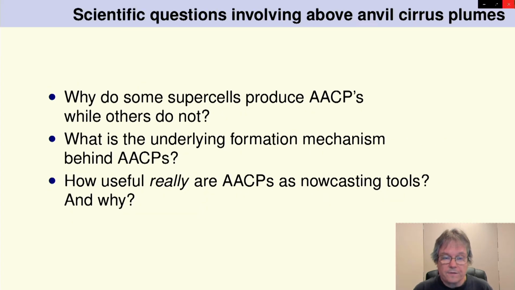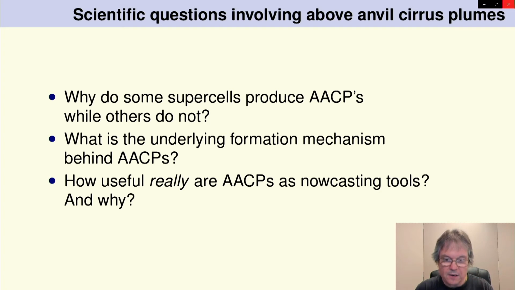The other scientific question that I'm involved in, which I'm going to talk about today, is anvil cirrus plumes, and why do some supercells produce them while others don't? Similar to the tornado problem, what's the underlying formation mechanism? And in this case, how useful are anvil cirrus plumes really as nowcasting tools? And why are they useful? What's really the link between what's going on at the top of the storm and the large hail and the tornadoes? That's what I really want to figure out.